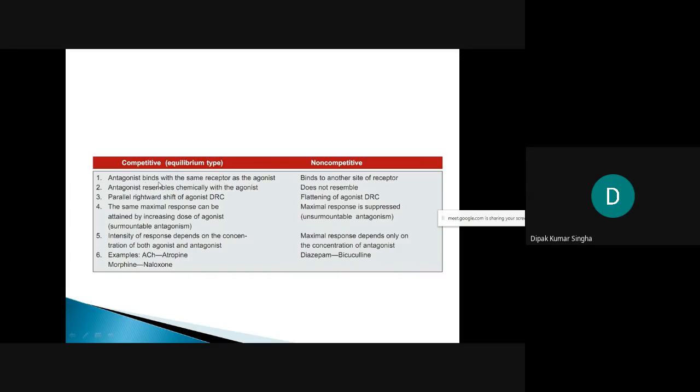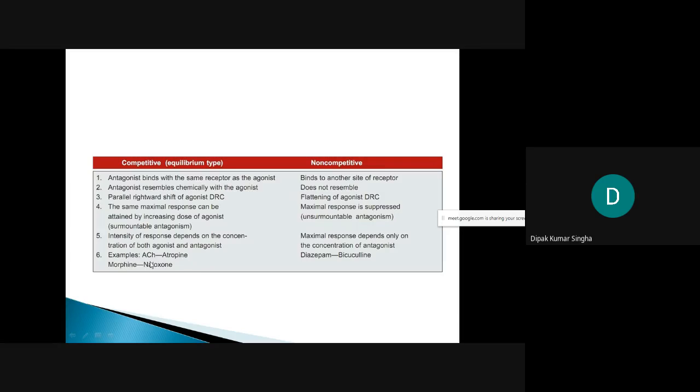In competitive antagonism, the antagonist binds with the same receptor as the agonist; in non-competitive, it binds to another site of the receptor. The antagonist resembles the agonist chemically. There is a parallel rightward shift of the agonist DRC, and in non-competitive antagonism there is flattening of the agonist DRC. The same maximum response can be reached in competitive, while in non-competitive the maximum response is suppressed. Inhibition depends upon the concentration of both the agonist and the antagonist, and maximum response depends only on the concentration of the agonist.